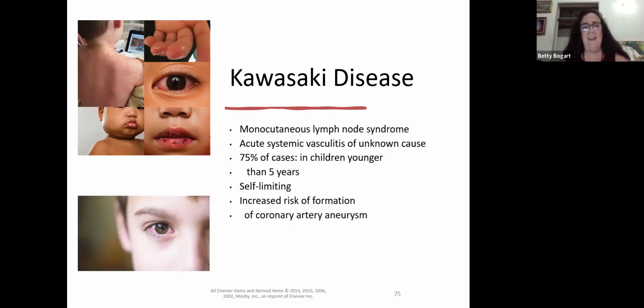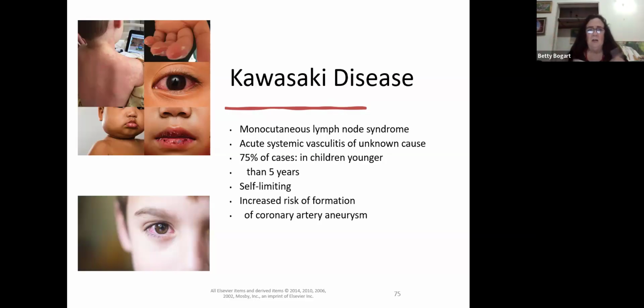I've seen several cases, and what's interesting, they come in, their eyes are big and red, like glow in the dark. They also have their lips are cracked, big red strawberry tongue. They can have a rash. They can have lymph nodes that are big. One of the things I've always checked for is their palms and the soles of their feet. They could be peeling or they could have blistering on it.